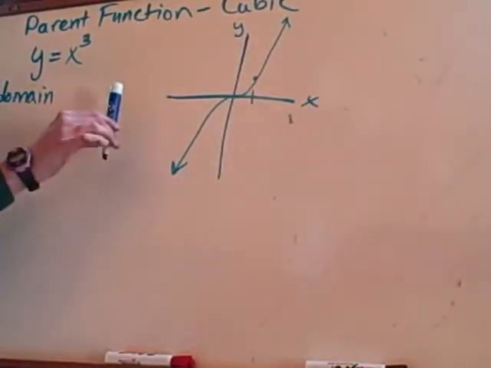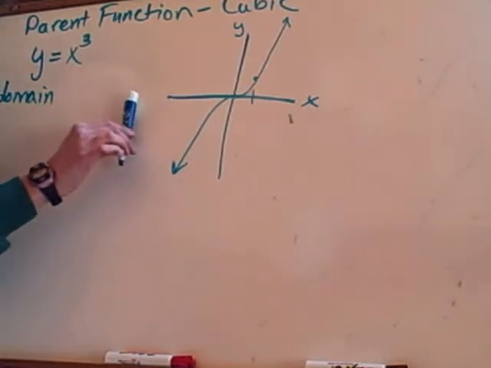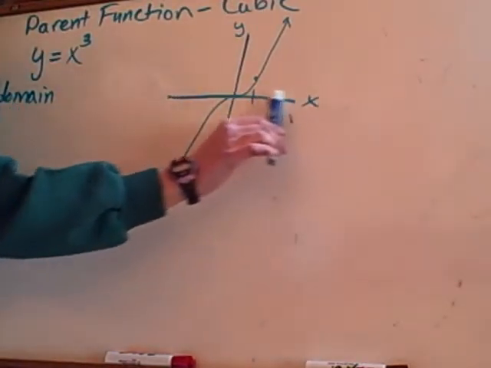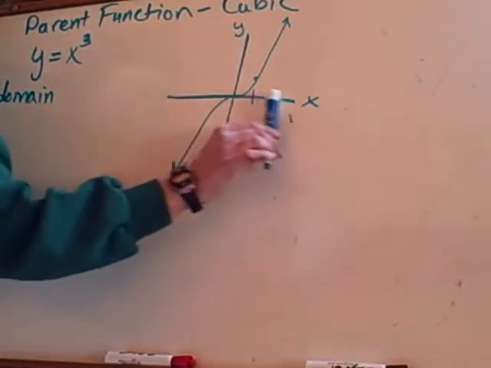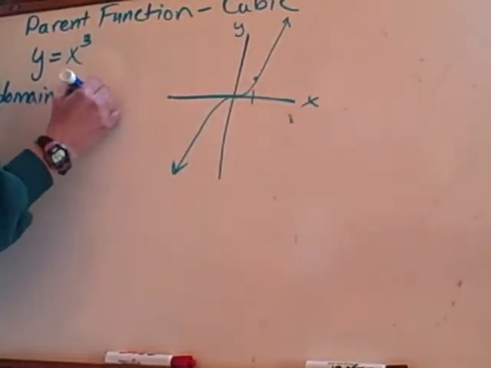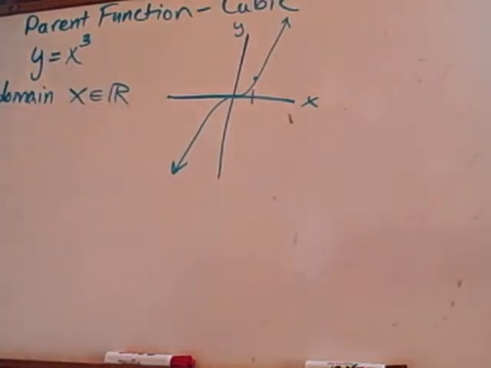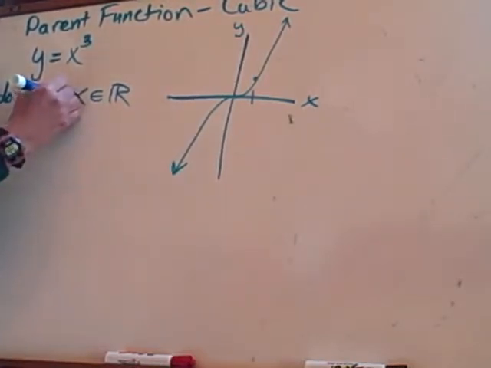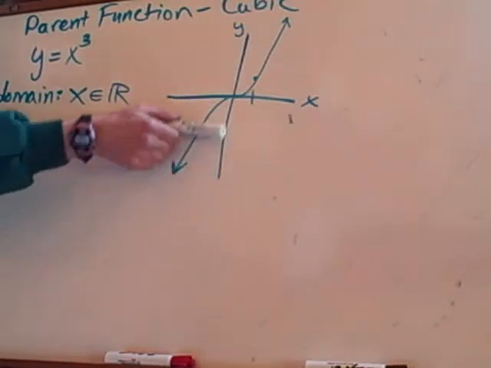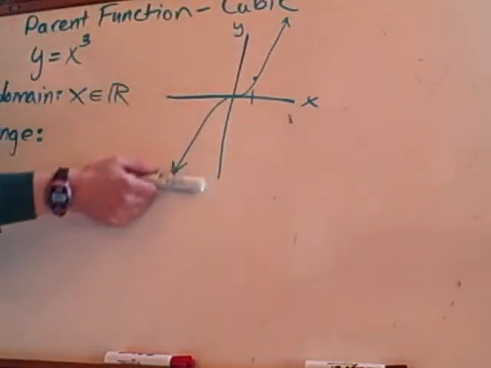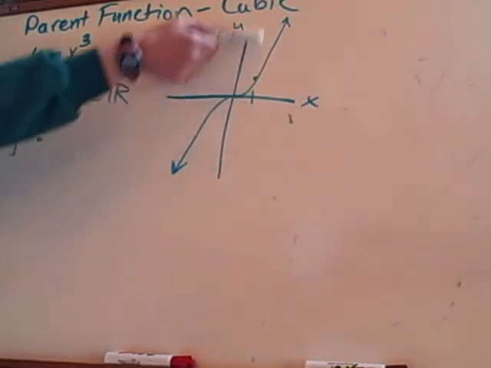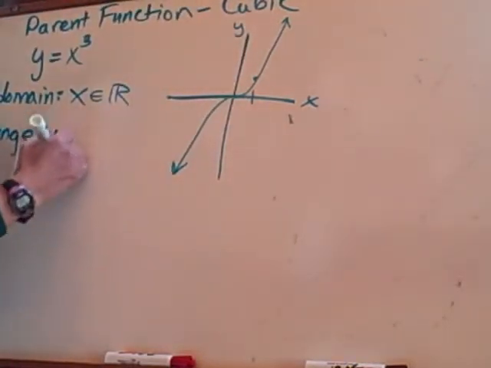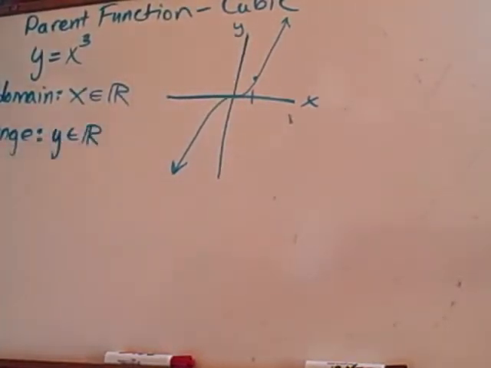When we're talking domain, we want to look at our graph from left to right and say, okay, what numbers can I plug in? Are there any numbers that I can't plug in? No, I can plug in any number. So we'll say that domain x is an element of the reals, or you could say the domain is all real numbers. It's the same thing. When you're looking at range, that's when you want to look up and down your graph and say, okay, is there a maximum or minimum? Where does it go? Well, it goes all the way down here. It keeps going to negative infinity, and up here it goes to positive. So my range is going to be y is an element of the reals, or y is all real numbers.